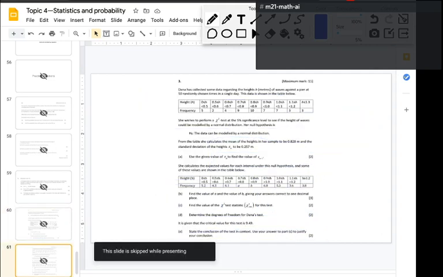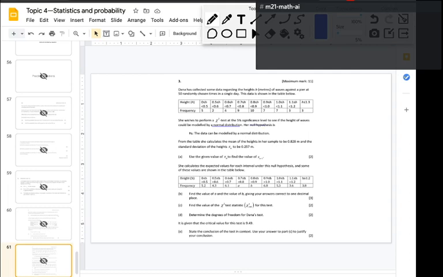Okay, next. The data has collected some data regarding the heights, h meters, of waves at 50 randomly chosen times in a single day. This data is shown in the table below: height, frequency. She wishes to perform a chi-square test at the 5% significance level to see if the height of waves could be modeled by a normal distribution. Her null hypothesis is that the data can be modeled by a normal distribution.